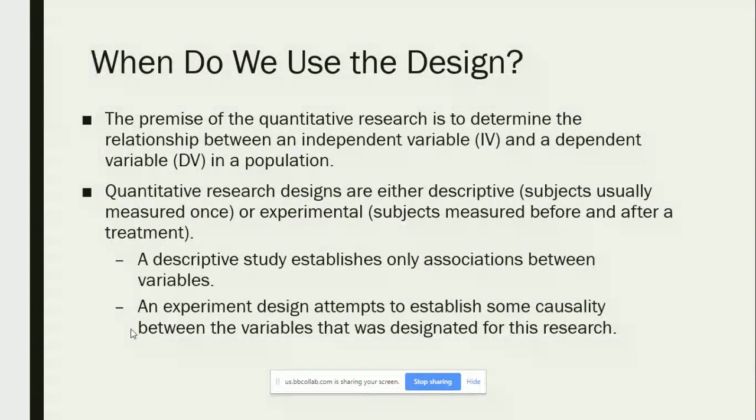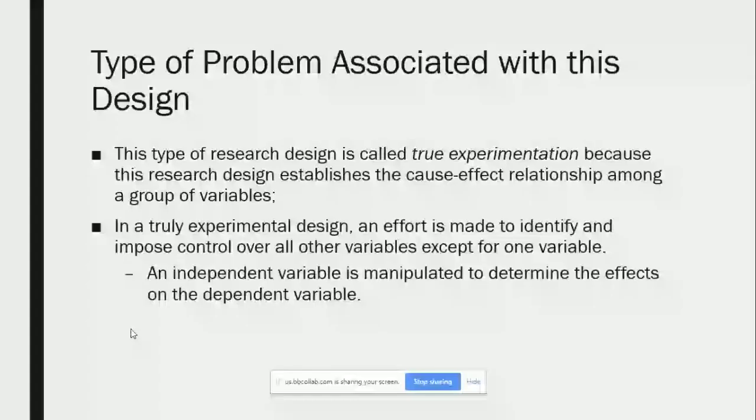But experimental design goes a little bit further and is trying to establish some causality between the variables that you have. So what are the variables that you defined and what's the causality that's going to occur between those variables? The research design is going to be true experimentation because you're looking at the establishment of causality, the relationship between cause and effect among the variables.